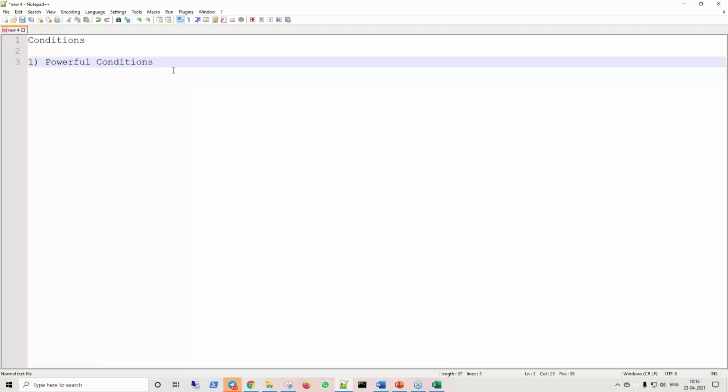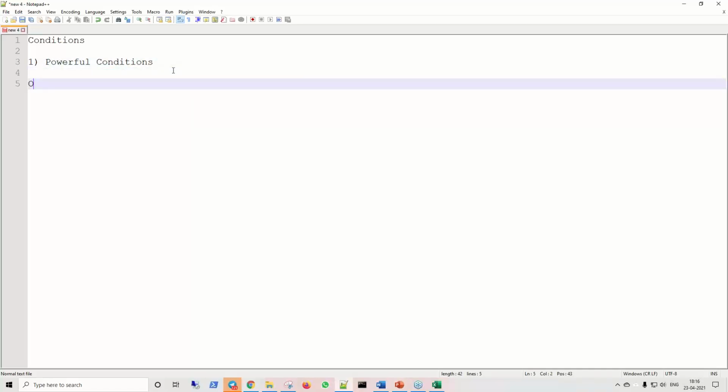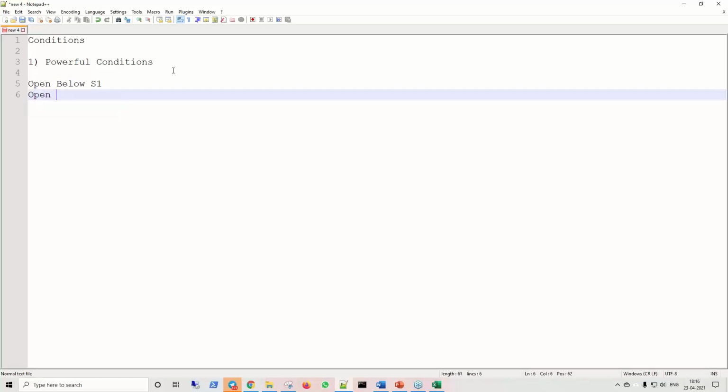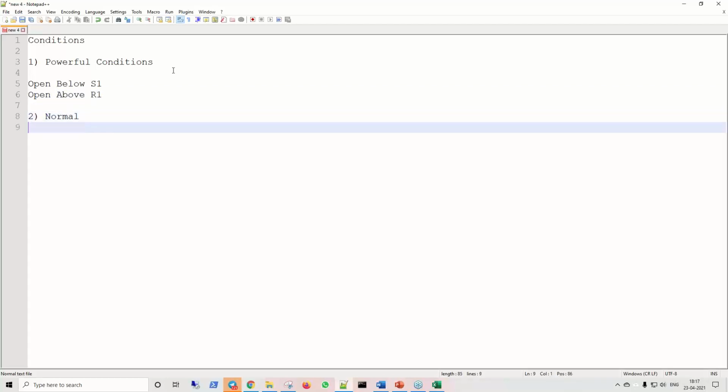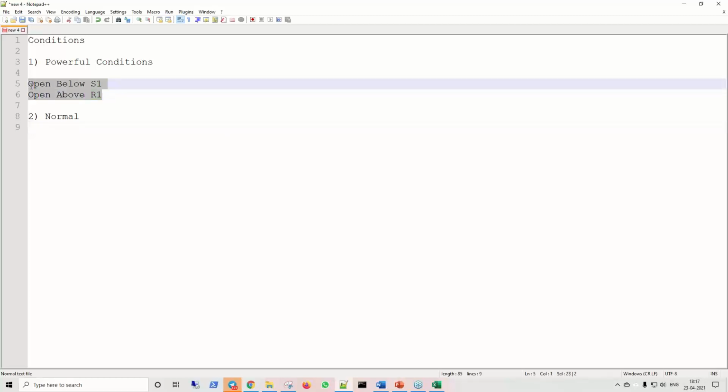So we have multiple conditions, but the most powerful conditions are open below S1 and open above R1. Initially I'll be elaborating on the powerful ones, then we'll go with the normal ones and check some examples, and I'll teach you how to do this by yourself.